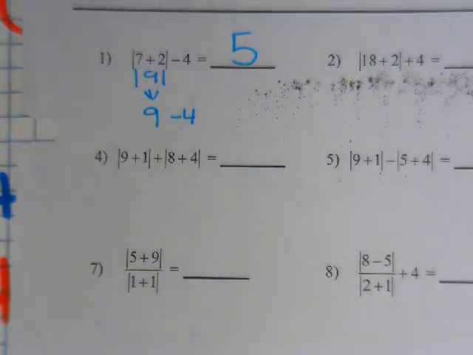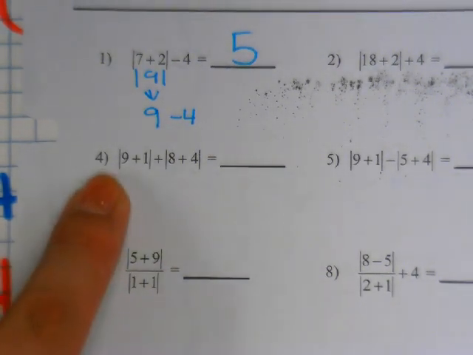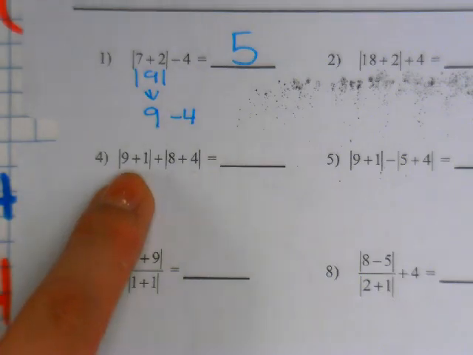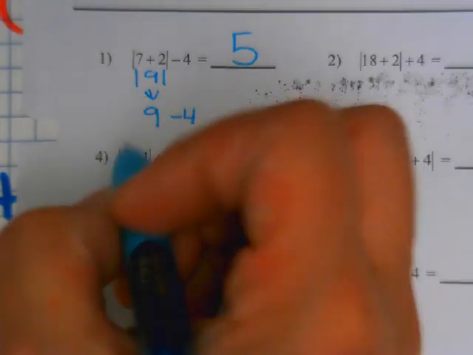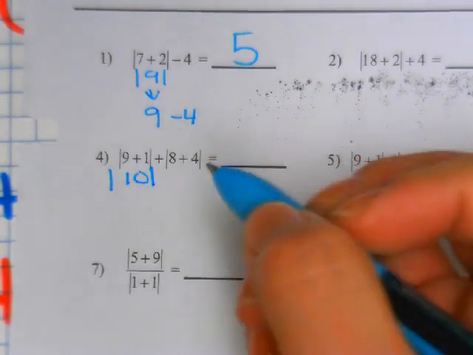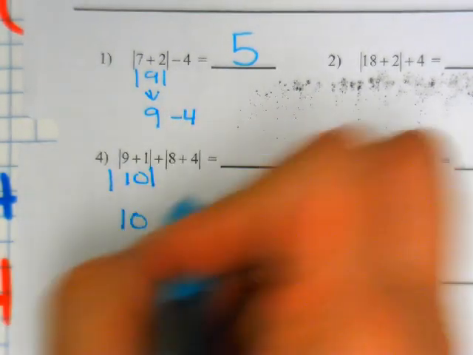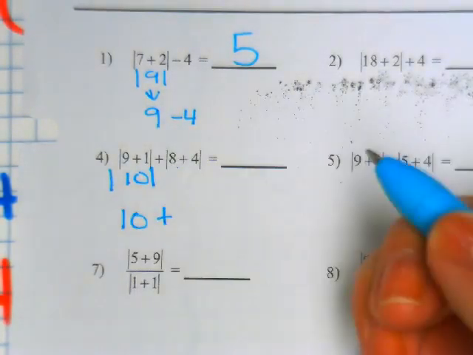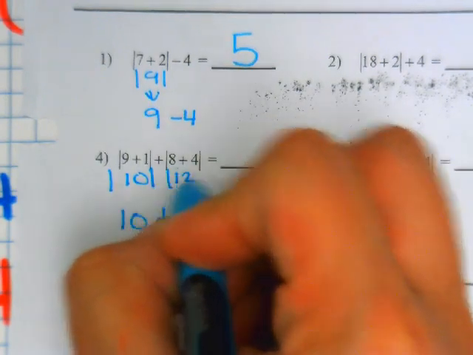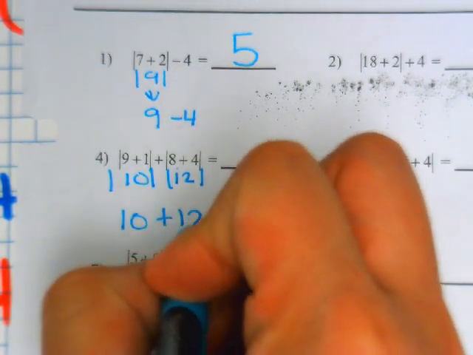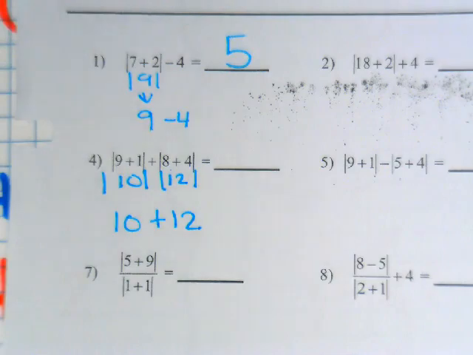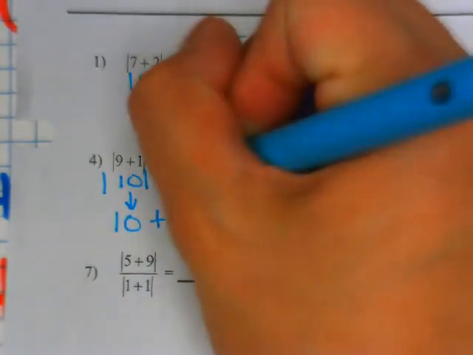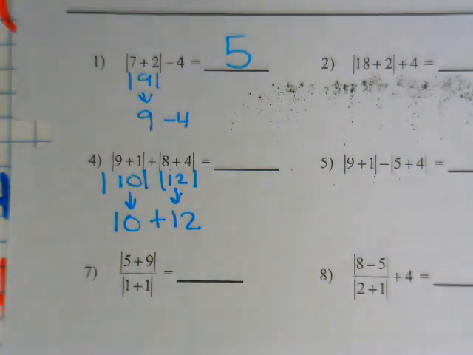All right, let's do number 4. Let's go straight down. So let's do what's inside the bars. What's 9 plus 1? 10. In the bars, what's the absolute value of 10? 10. Plus 8 plus 4? 12. In the bars, what's the absolute value of 12? Just 12. What's 10 plus 12? 22.